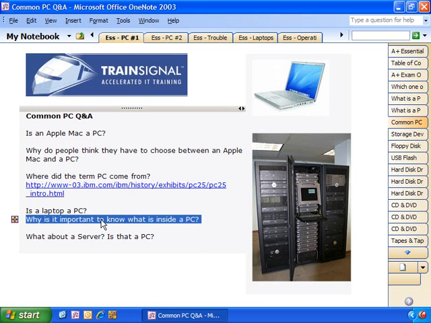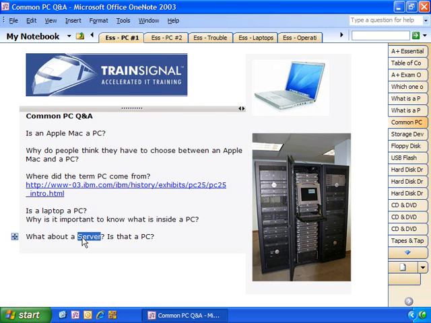Well, if you're going to work on PCs and troubleshoot PCs and understand PCs, you need to know what's inside of them. Just like if you're going to work on a car or be familiar with cars, you're going to have to understand how that car works. You're going to have to know how to take it apart and put it back together and understand all the components.